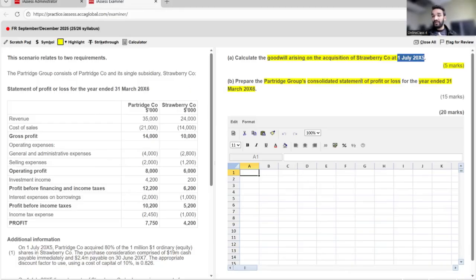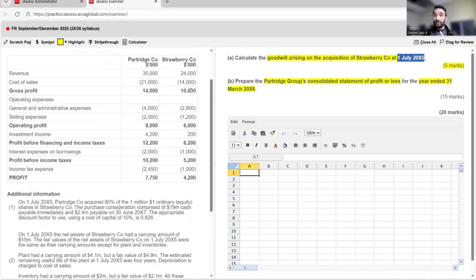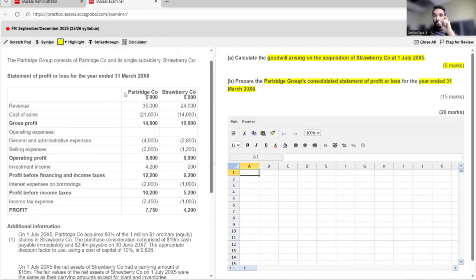When you are preparing the consolidated profit and loss, make sure that you time apportion the results of the subsidiary, not the parent. The parent company's result should be for the whole year, but your subsidiary should be for 9 by 12: 24,000 into 9 by 12, 14,000 into 9 by 12. So you'll be doing all this from top to down. Okay, so the first requirement is goodwill. Let's just give the heading.